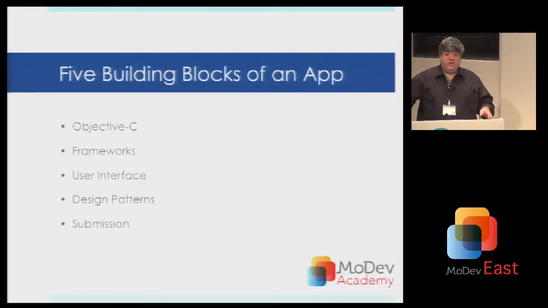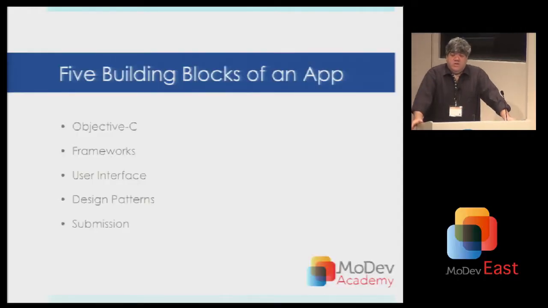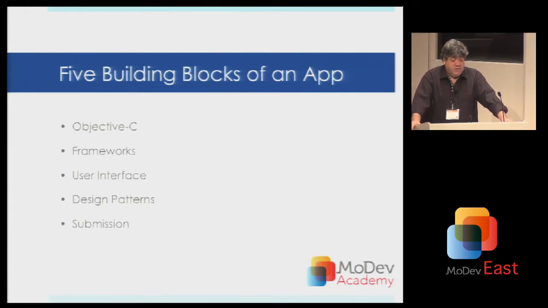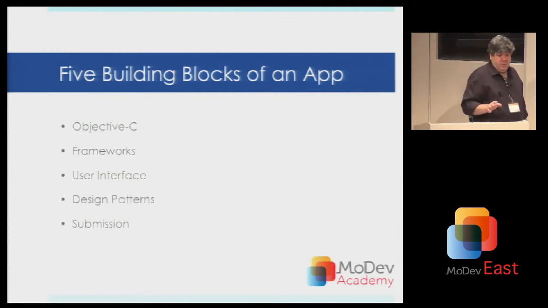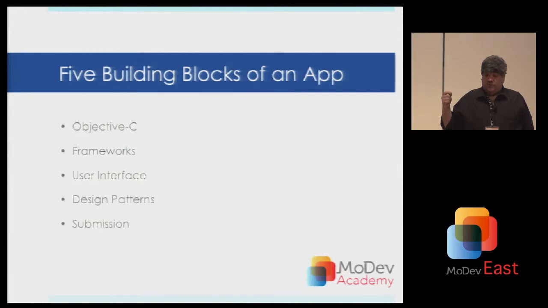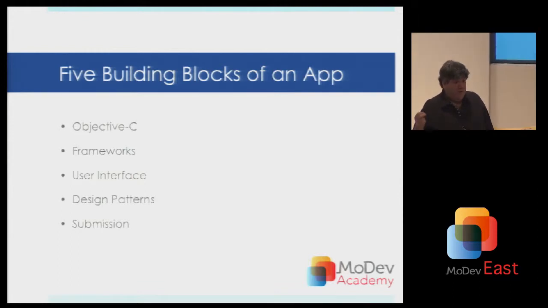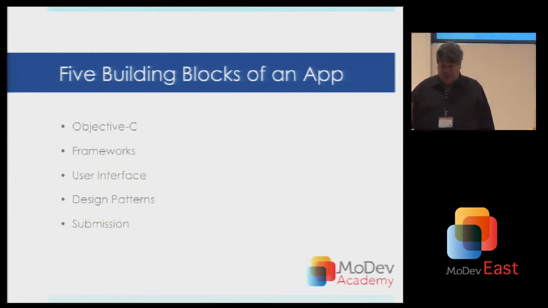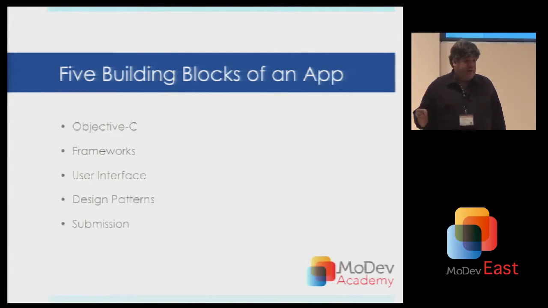Okay, that's how to start getting things you need to set up before you've written your first line of code. Now let's talk about actually programming and what you need to write an application. There are 5 building blocks. First of all, you have to learn Objective-C. You have to learn the frameworks. You have to learn about user interface, and that's actually 2 different things. You have to learn about design patterns.